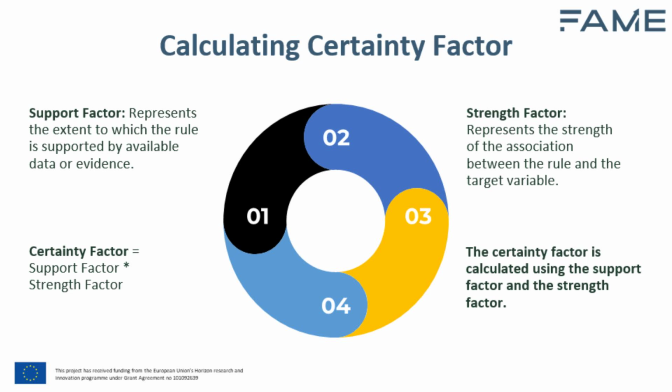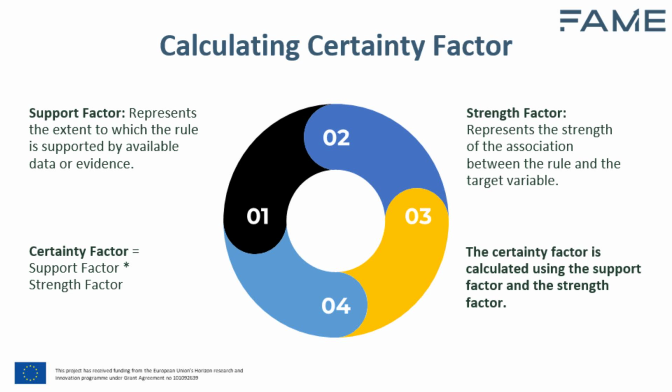Strength factor. This represents the strength of the association between the rule and the target variable. It is calculated as follows. Strength factor equals the number of instances where the rule predicts the target correctly divided by the total number of instances where the rule makes a prediction. A higher strength factor indicates a stronger association between the rule and the target variable, thereby increasing the rule's reliability.